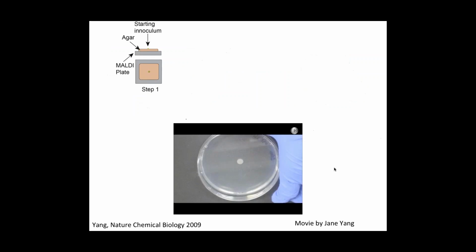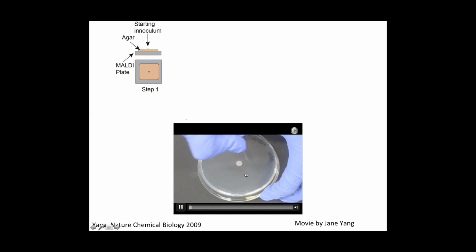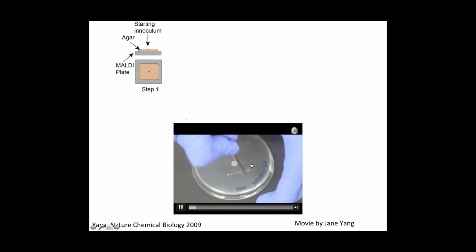But in my case, what I use the dry coating for is microbial imaging mass spectrometry. We grow microbes directly on Petri dishes. We cut out the agar. We move the agar to a multi-target plate shown right here.